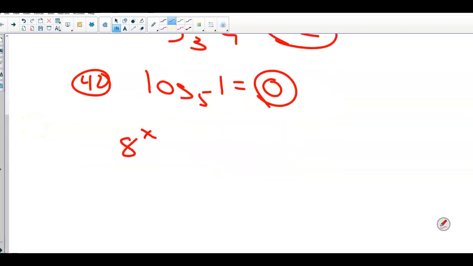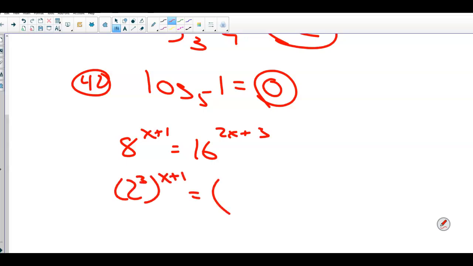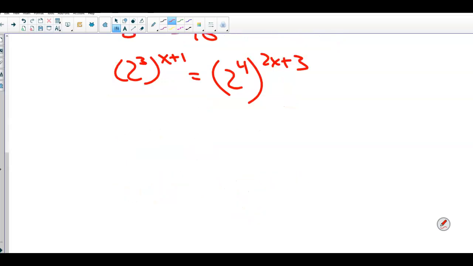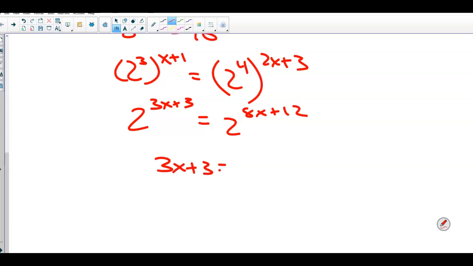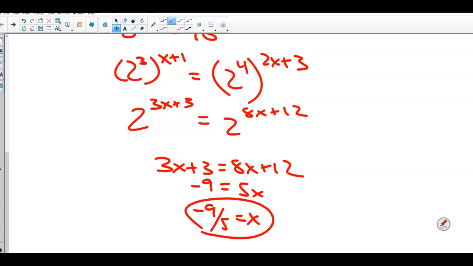And then they give you one with similar bases. This 8 becomes 2 cubed. This 16 becomes 2 to the 4th. 3x plus 3, 8x plus 12. Power to a power. And then once I have the similar bases, we can set the exponents equal. We end up with 5x over here. We end up with -9 over here. -9/5 x, or -9 over 5 equals x. Any questions on those first 4?